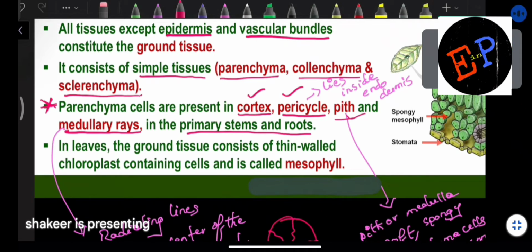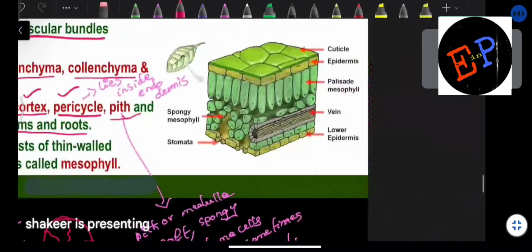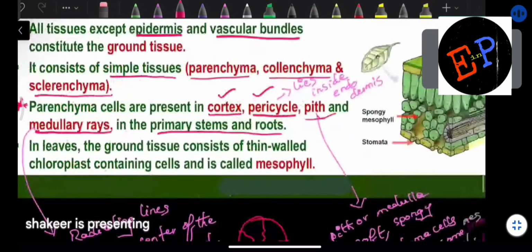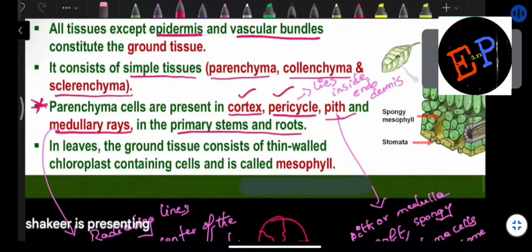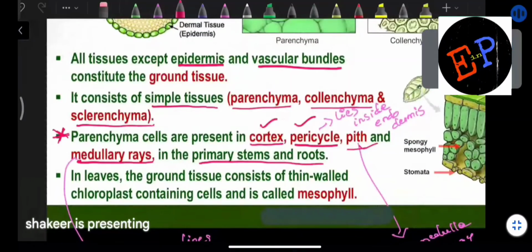Are you able to understand? Radial transportation means they are arranged along the radius, so through these radial structures water is transported throughout the stem. These continuous lines are called medullary rays. And these medullary rays are made up of parenchymatous cells. Clear? That's it. Already we have studied all of them. Then in leaves, the ground tissue consists of thin walled chloroplast containing cells and is called mesophyll.